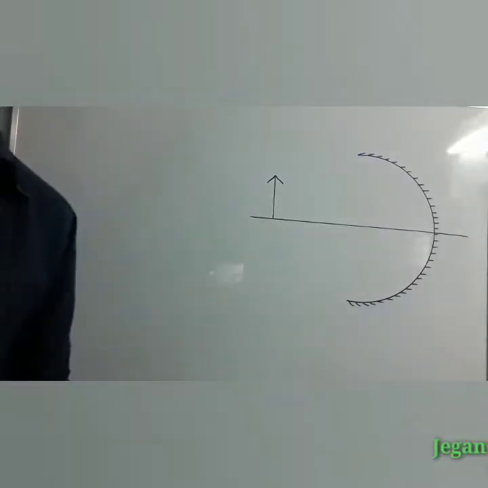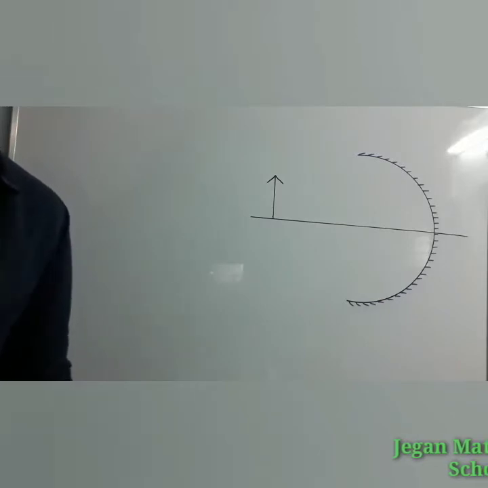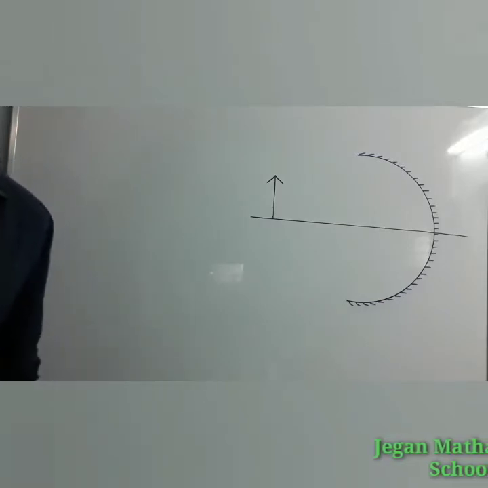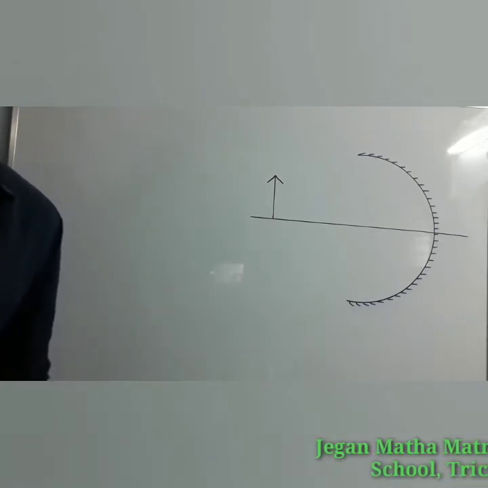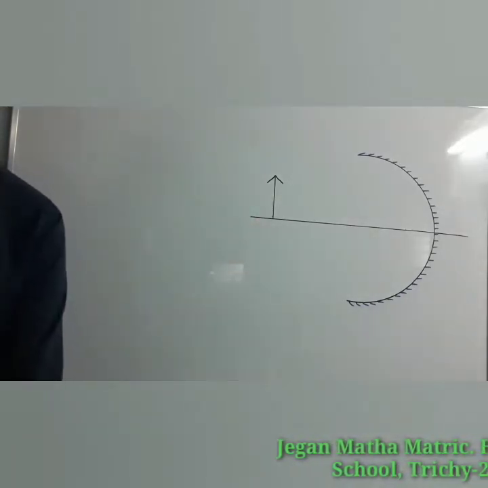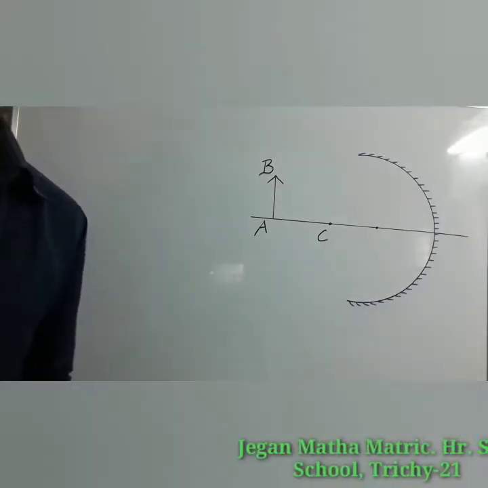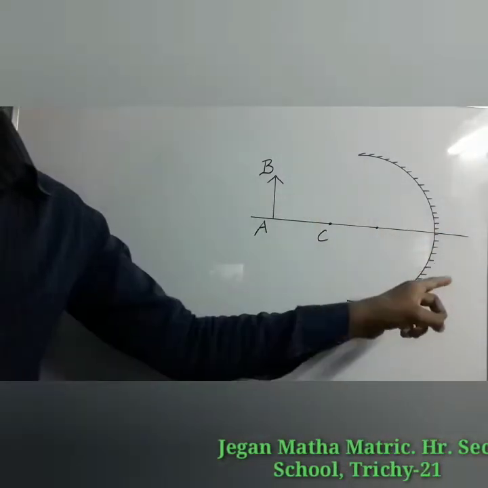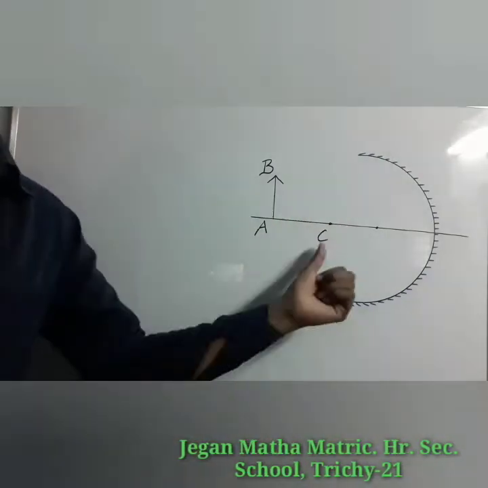Hello students, today we are going to discuss the mirror equation. The mirror equation gives the relation among the object distance u, image distance v and the focal length f of the given spherical mirror. Consider an object AB on the principal axis of a given concave mirror beyond the center of curvature C.